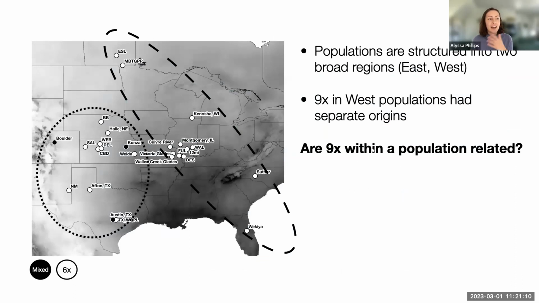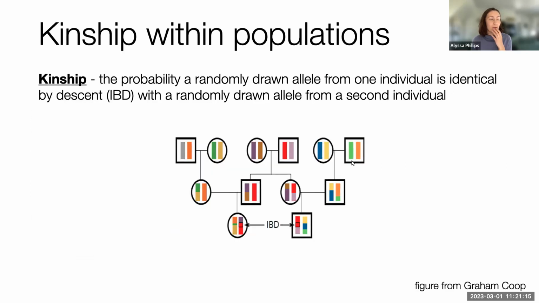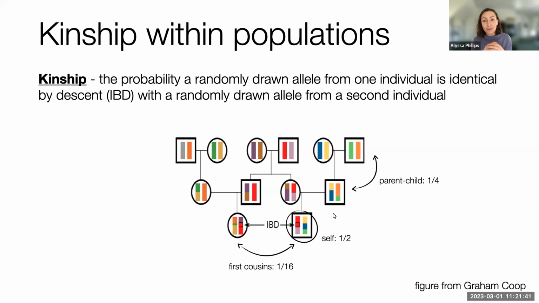Are the 9X within a population related? We can ask this by estimating kinship between 2 individuals. So this is the probability that if you randomly sample an allele from one individual and then randomly sample it from another, that they are identical by descent. They come from the same recent common ancestor. So a parent and a child would have a kinship of a 4th, first cousins, a 16th, and with yourself it'd be 1/2. So higher kinship is higher relatedness.